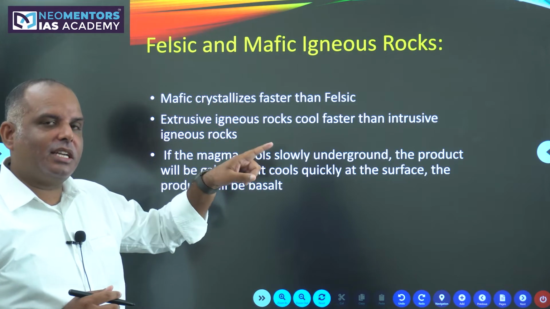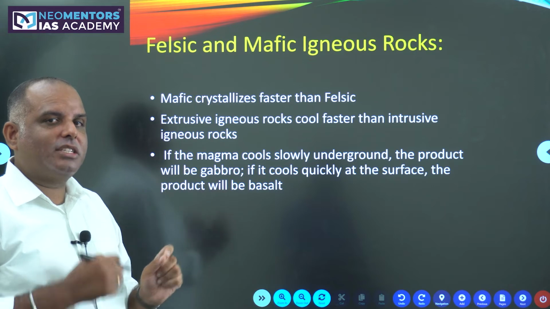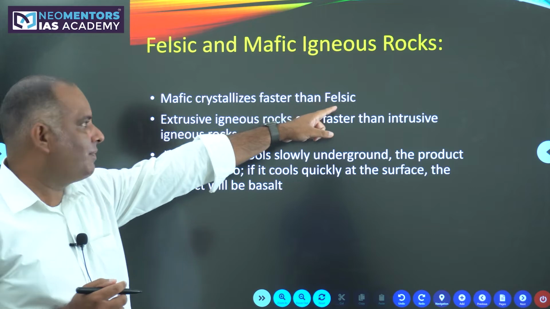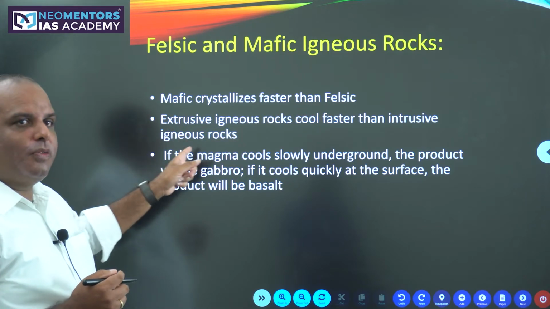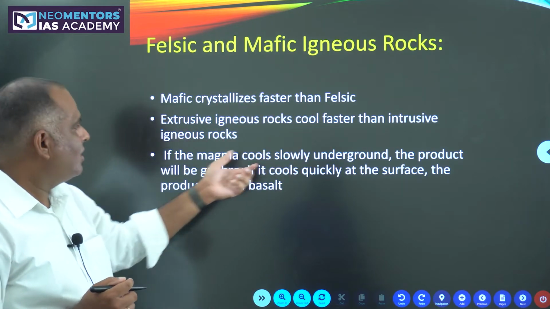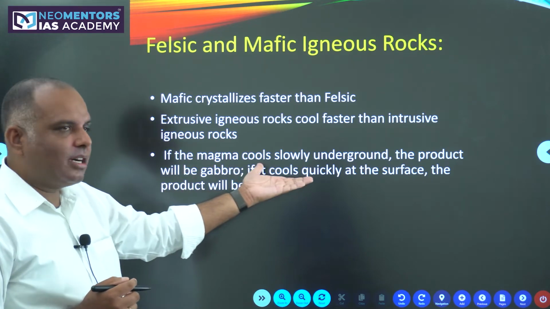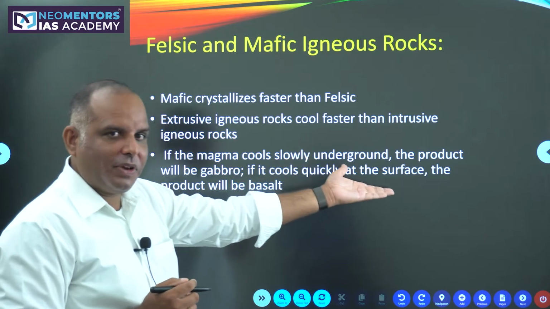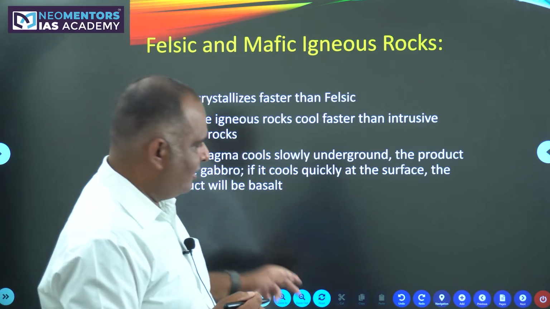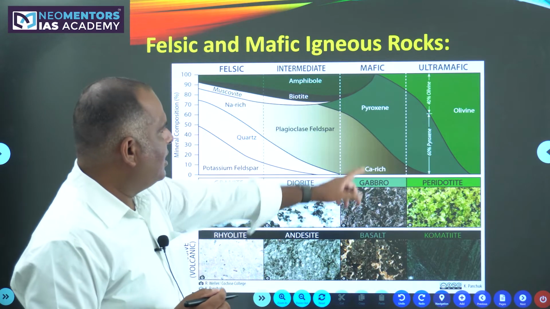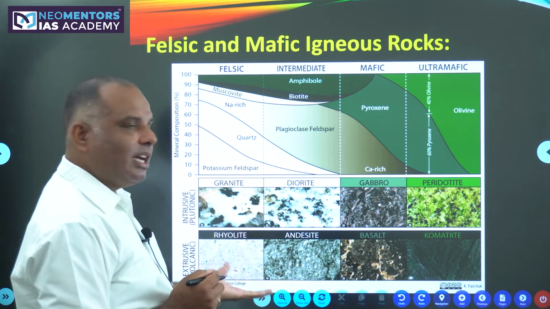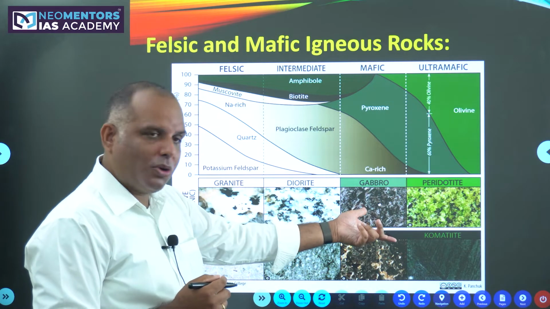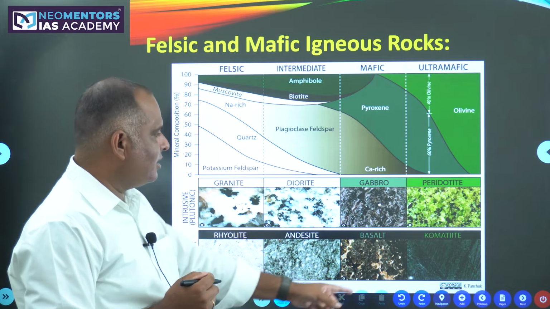Mafic crystallizes faster than felsic. So we are talking about cooling and solidification, right? So mafic crystallizes faster than felsic. Extrusive cool faster than intrusive. If the magma cools slowly underground, the product will be gabbro. If it cools quickly at the surface, then the product will be basalt. We just discussed this, right? See here, mafic. If it cools within the earth, that means intrusive, it is gabbro. If it is outside the earth's crust, it is basalt.